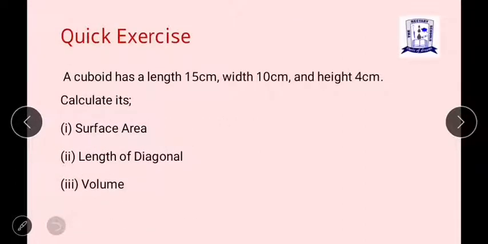Try this quick exercise. The exercise reads, a cuboid has a length of 15 centimeter, width of 10 centimeter, and height of 4 centimeter. Calculate its surface area, its length of diagonal, and its volume. At this juncture, I will need you to pause this class and take your quick exercise. Yes, do it in your notes before you proceed to the next slide. Thank you.